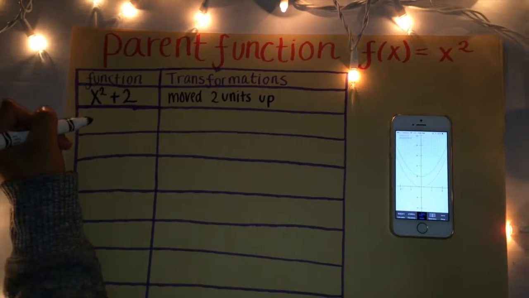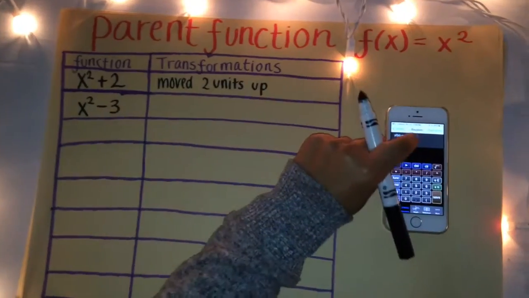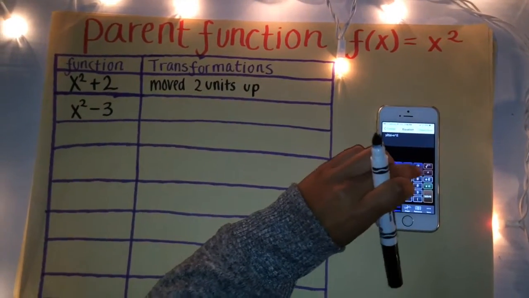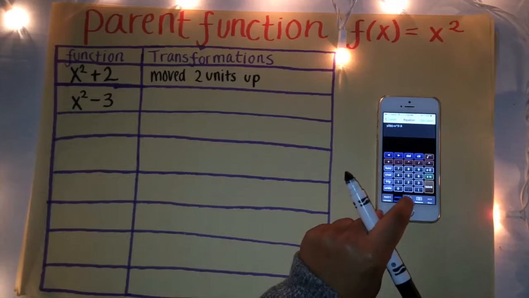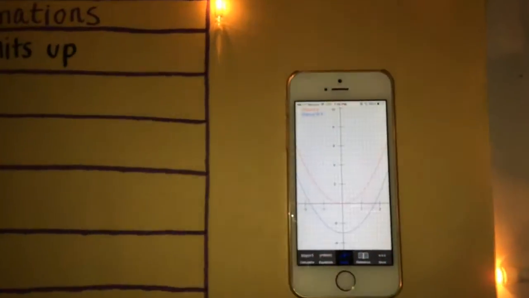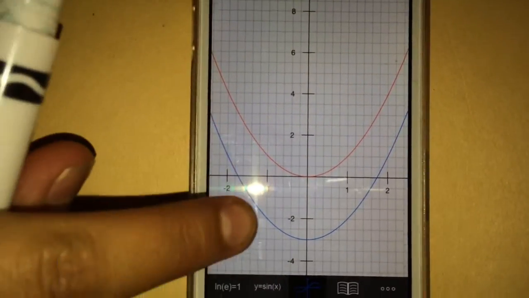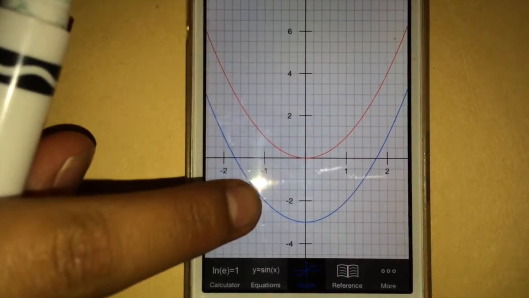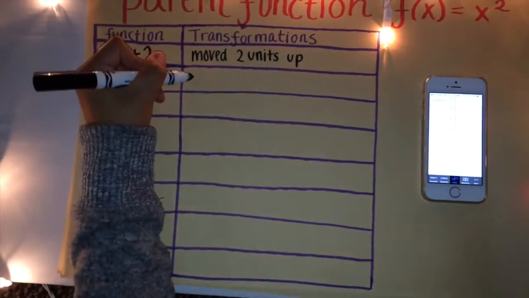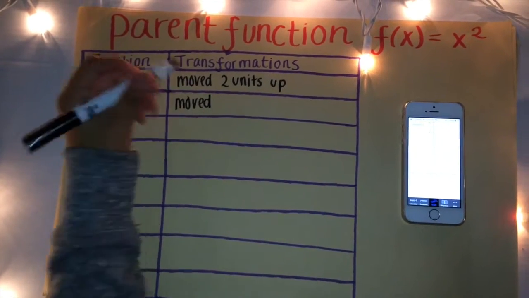Our next function is x squared minus 3. Pay close attention to how subtracting a number rather than adding it changes the direction of the transformation. This time, the blue line moved 3 units down instead of up due to the subtraction of the 3. This means that the subtraction of 3 moved the parent function x squared 3 units down.